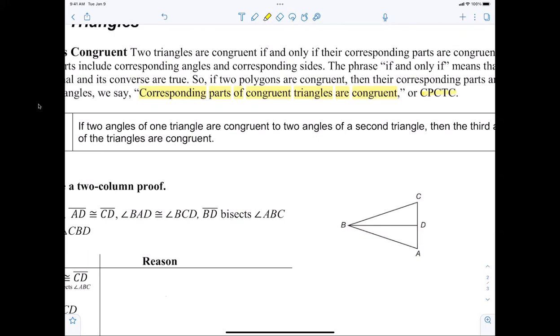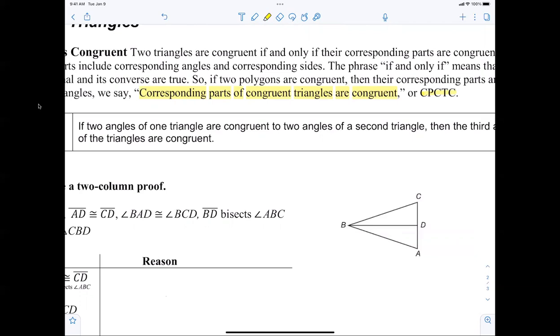Corresponding parts are congruent. Thank you. That is 100% correct. When I tell you triangles are congruent, then they're what? Corresponding parts are congruent. We don't say their angles are congruent, because not all angles are congruent. Their corresponding angles are congruent and their corresponding sides are congruent.